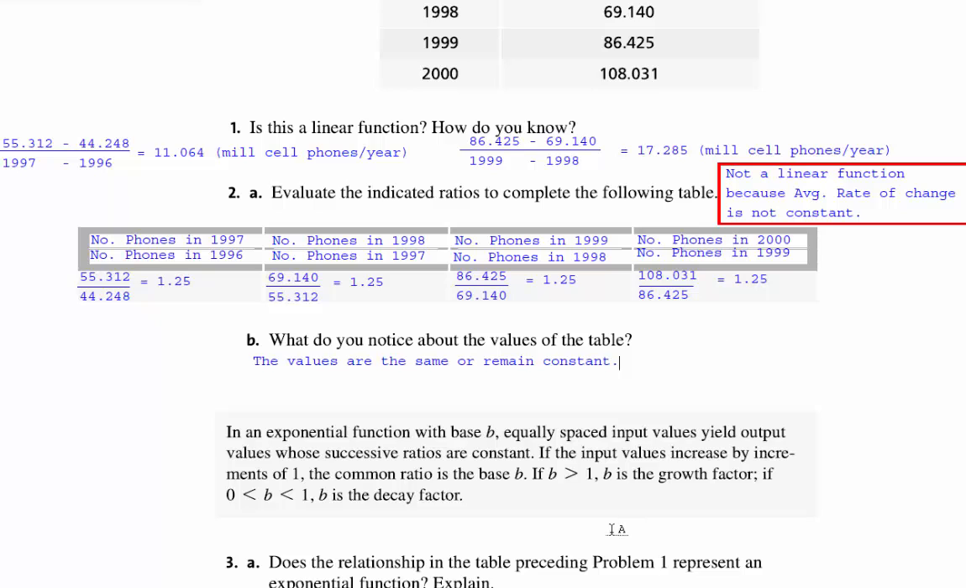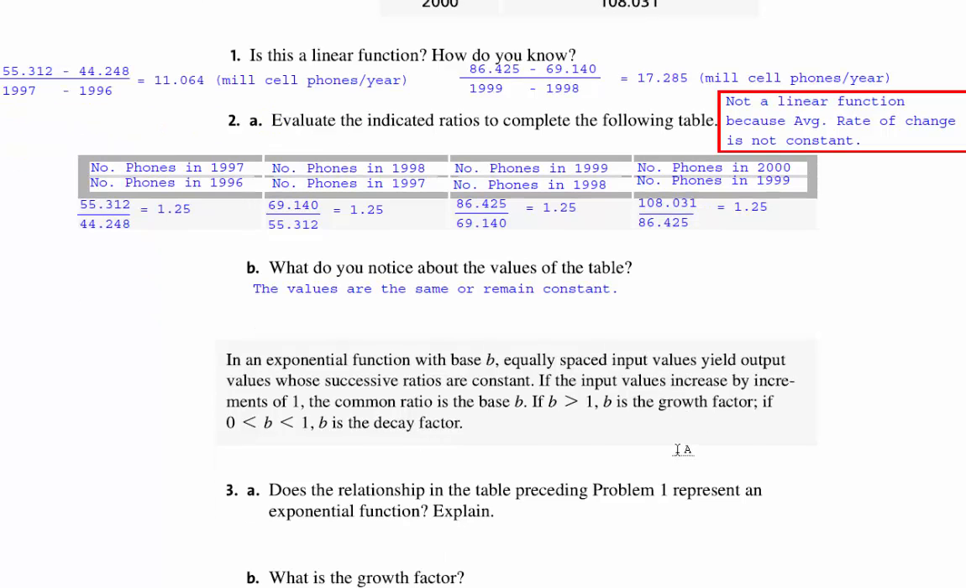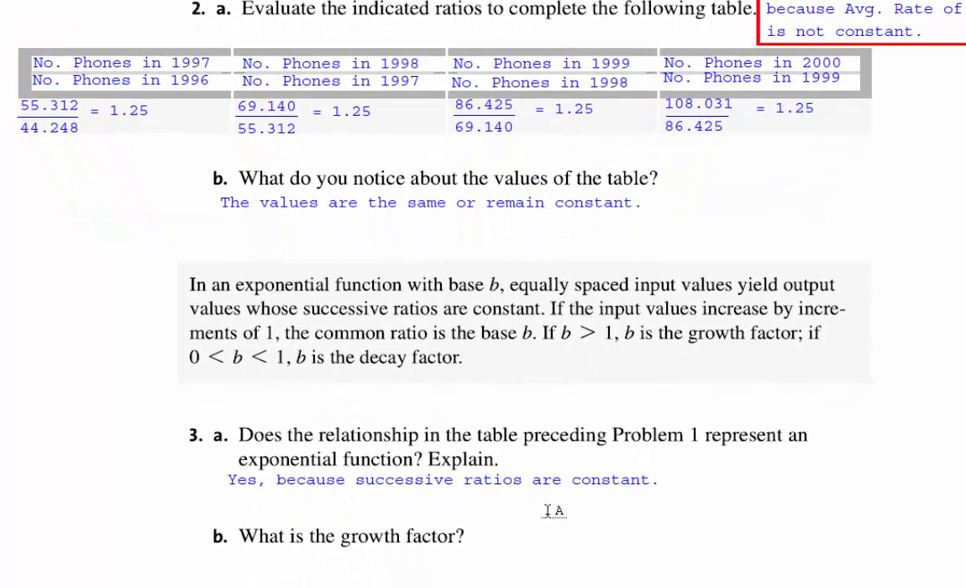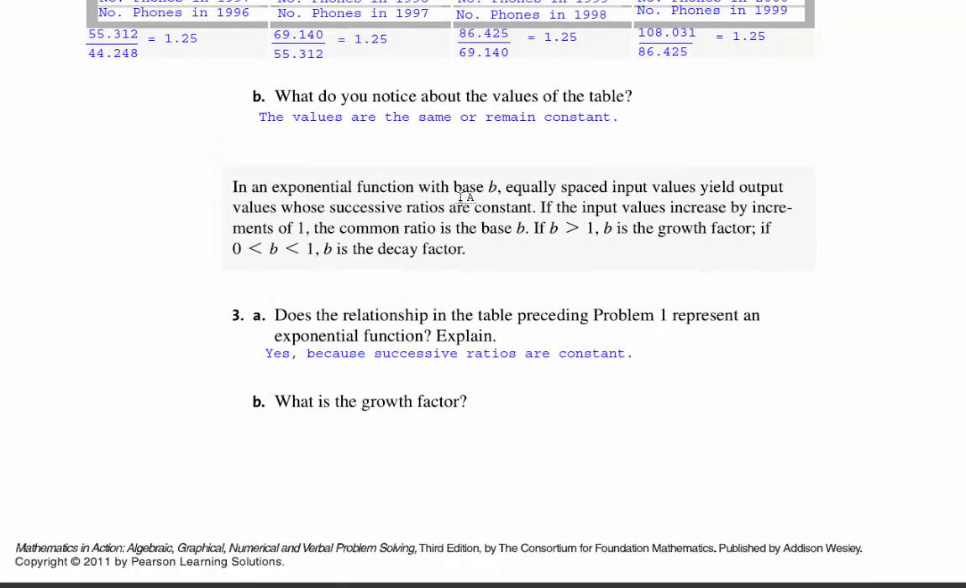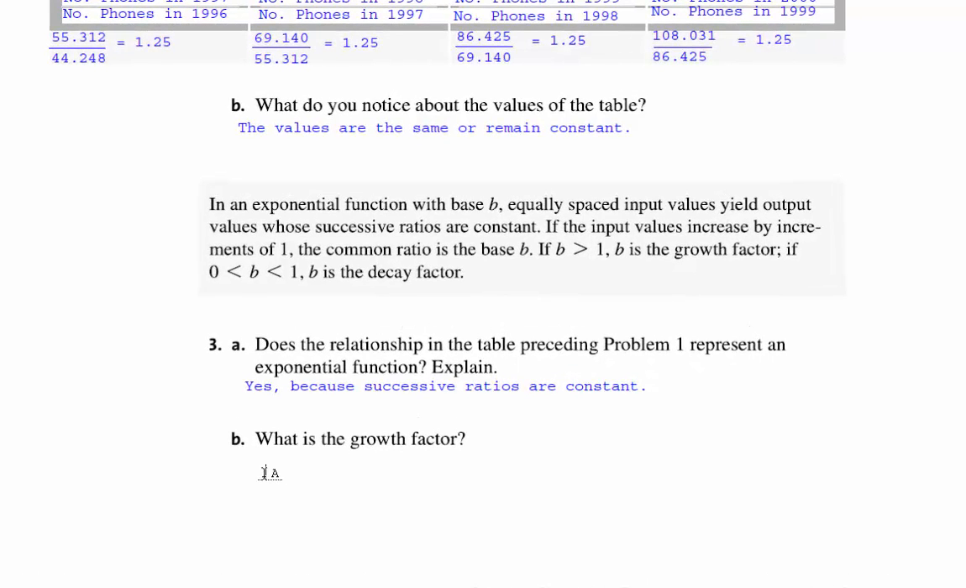Now, if this b is greater than 1, we have a growth factor. If b is between 0 and 1, we have a decay factor. So when I look at our box here, our value for b is the 1.25. Since that's greater than 1, we have a growth factor. I look at question 3, and it says, does the relationship in the table represent an exponential function? The answer is yes, because successive ratios are constant. What is the growth factor? Well, that's that value b, right? That is the ratio. So in this case, the value for b is 1.25, and that is our growth factor.